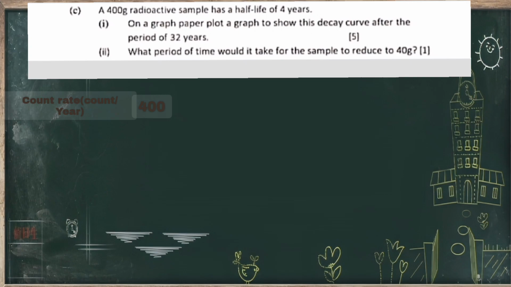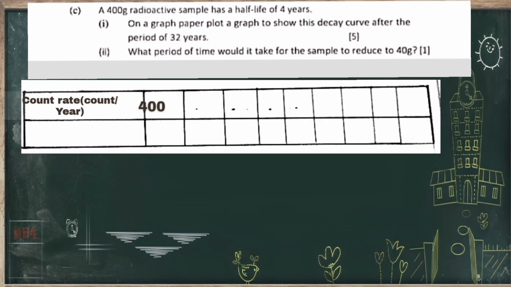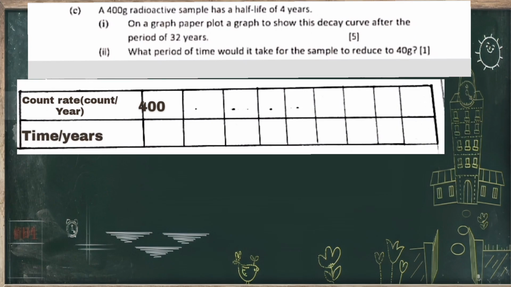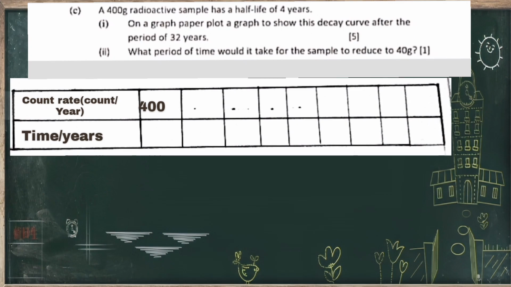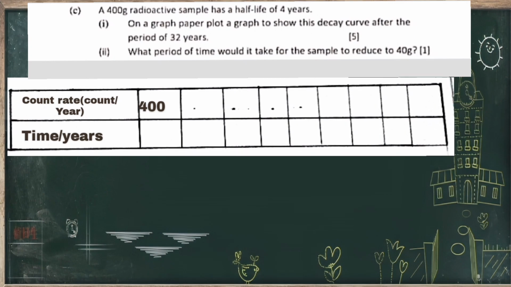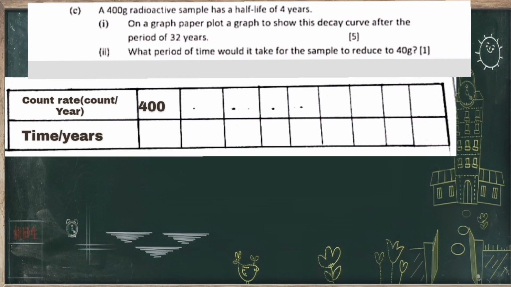The first question, which is Roman numeral 1, is saying on a graph paper, plot a graph to show this decay curve after the period of 32 years. So once we come up with the table, we need to end where? On 32 years. So let me display the table. The first thing we need to have is count rate in count per year, followed by time in years.